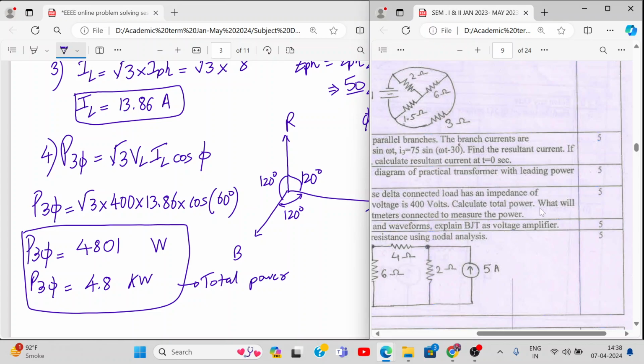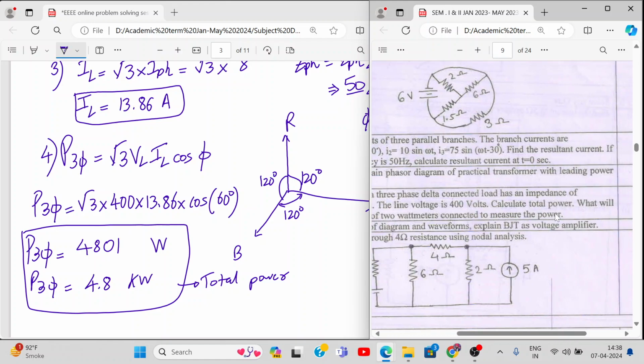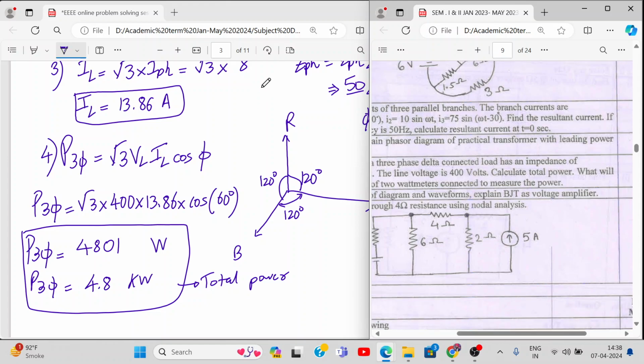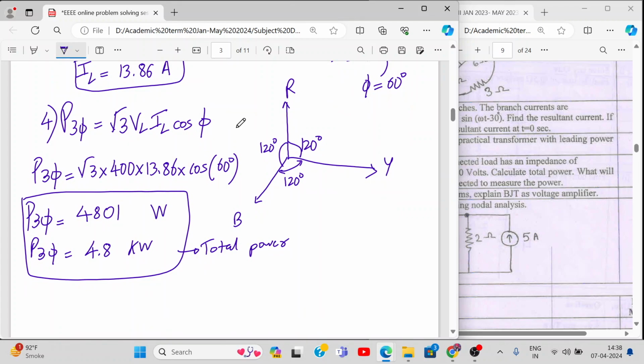Now, we'll go to the next question. What will be the reading of the two wattmeters connected to measure the power? Okay. So we need to find the readings. So how will you find now? Tell me.